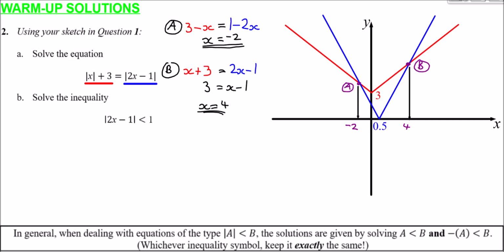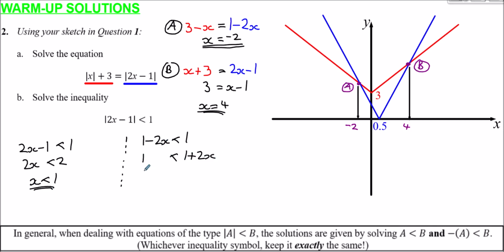Applying this idea to the question, we need to think of two scenarios. The first scenario is when 2x minus 1 is less than 1, and the second scenario is when this all minus, so 1 minus 2x, is less than 1. Solving these two parts: from this one, if I add 1 to both sides, I get 2x needs to be less than 2. Then dividing by 2 both sides, x must be less than 1. Over here, if I add 2x to both sides, I get 1 would have to be bigger than 1 plus 2x. Take away 1 from both sides, 2x needs to be bigger than 0, so therefore x needs to be bigger than 0.